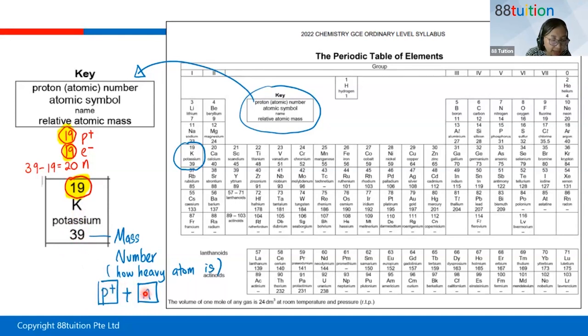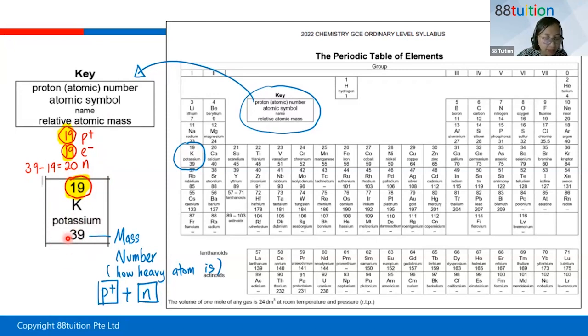So P plus N equals 39. If you know P is 19, then 19 plus what gives you 39? To get this, you use 39 minus 19. That's how you use big number minus small number. It gives you 20 neutrons. Is everybody clear? Because we really don't have so much time to keep revising this part. This is atomic structure, the structure of an atom: PEN, copy the number 2 times, and for the last one, big number minus small number. So 19 protons, 19 electrons, 20 neutrons.